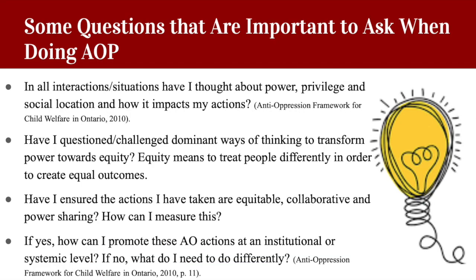Finally, I'm going to talk about some questions that are important to ask when doing AOP. The first one is, in all interactions and situations, have I thought about power, privilege, and social location, and how it impacts my actions? Have I questioned and challenged dominant ways of thinking to transform power towards equity? Equity means to treat people differently in order to create equal outcomes. Have I ensured the actions I have taken are equitable, collaborative, and power sharing? And how can I measure this? And lastly, if yes, how can I promote these AO actions at an institutional or systemic level?